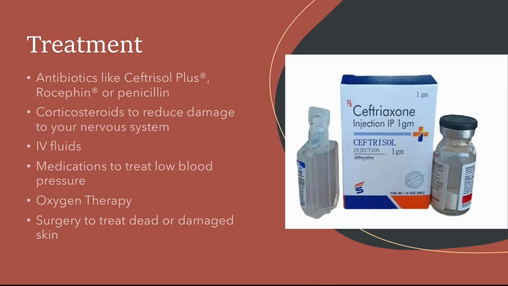Now, luckily, there are quite a handful of treatment options for Neisseria meningitis. Number 1 being antibiotic treatment, such as ceftriaxone plus Rocephin, or penicillin, depending on what your doctor might prescribe, as well as corticosteroids to reduce damage to the nervous system. They may also treat you with IV fluids and medications to treat low blood pressure, as well as oxygen therapy, because oxygen is very beneficial to the brain. And they can also choose to do surgery to treat dead or damaged skin due to the rashes that people can form from this disease.